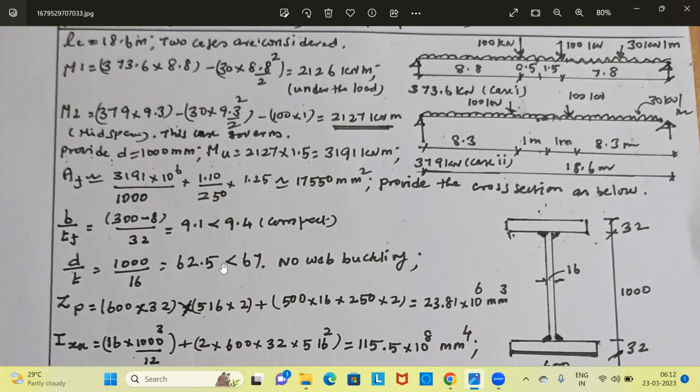Another advantage is once it is less than 67, the shear stress can be taken at full value. We need not calculate the allowable shear stress. If this is more than 67, we have to calculate the allowable shear stress. That is somewhat cumbersome. It is not possible to complete the working within the time allotted. See that the D by T ratio is kept less than 67. 1000 mm is the depth of the web. Provide a 16 mm thick plate, then the D by T ratio comes to 62.5, which is less than 67. That means full stress can be taken for the shear stress value.